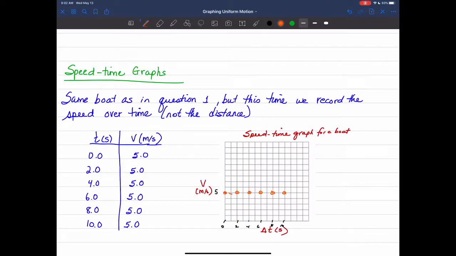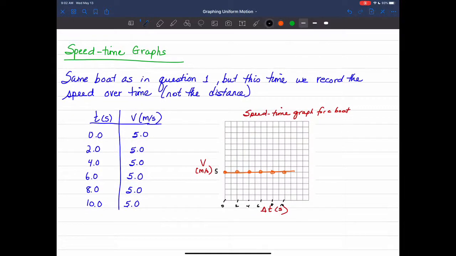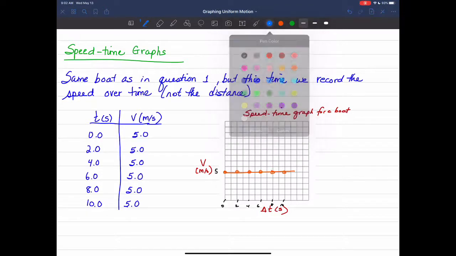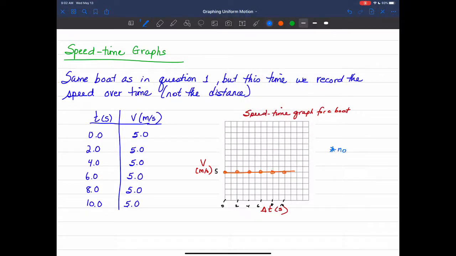And so when we draw the graph, that's what we get. Okay. So what we see here, just like we did in the other one, there is no slope. There is no change in speed. If there is no change in speed, again, what do we call that? We call that uniform motion.